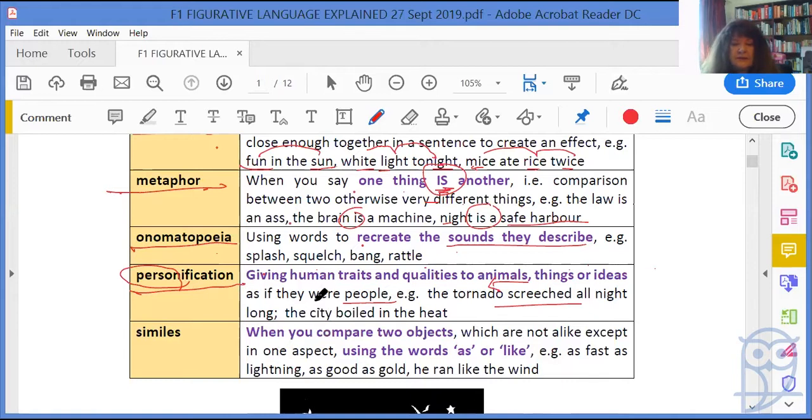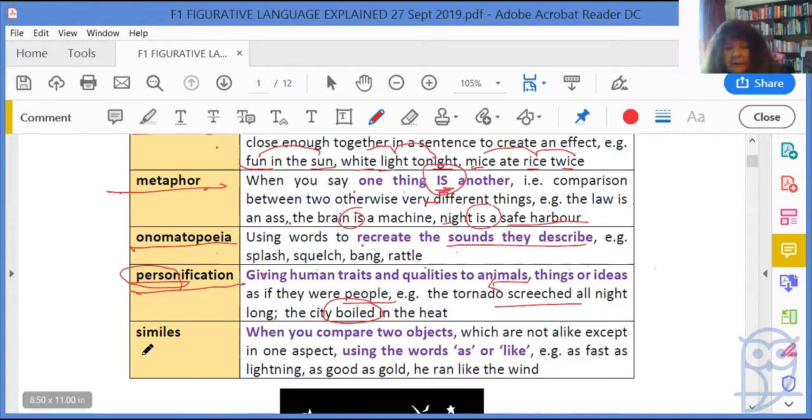There's another one. The city boiled in the heat. How can the city boil, be boiling or be freezing, whatever? No, we're giving it a human trait or quality. We're saying the city boiled in the heat. Again, treating it like a person, so it's called personification. If you have any questions on these, put them onto the web chat.